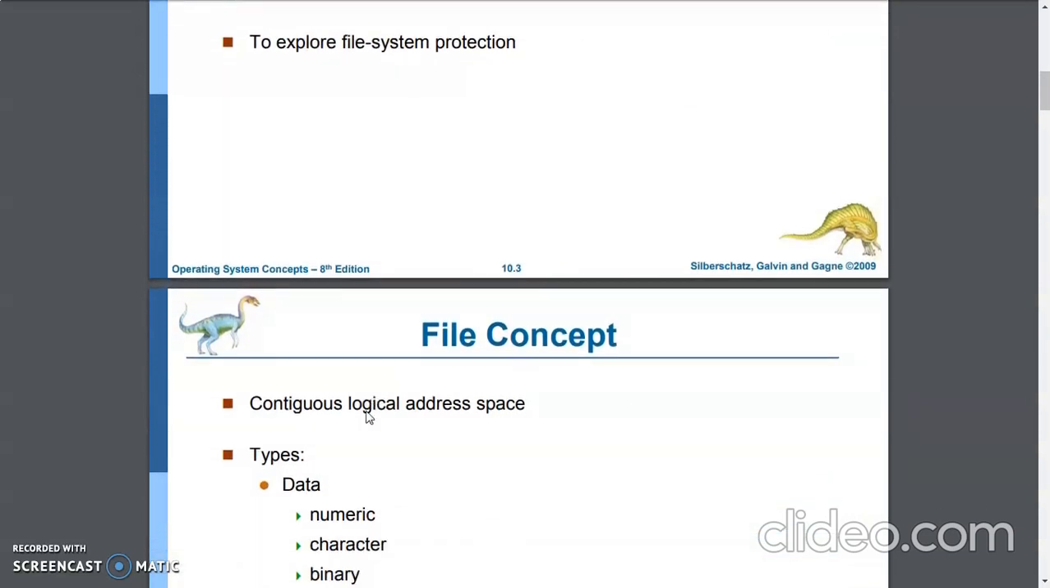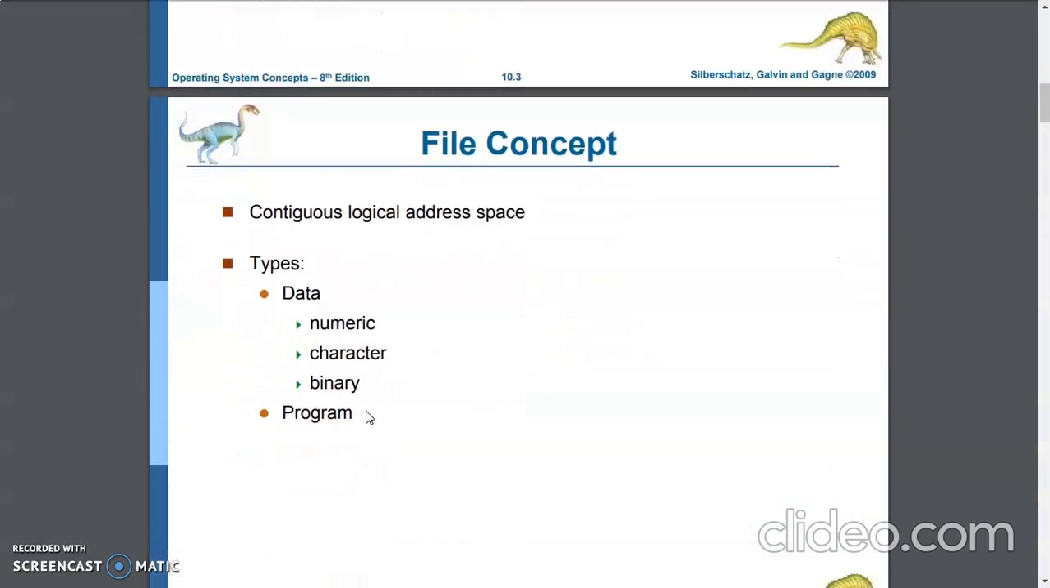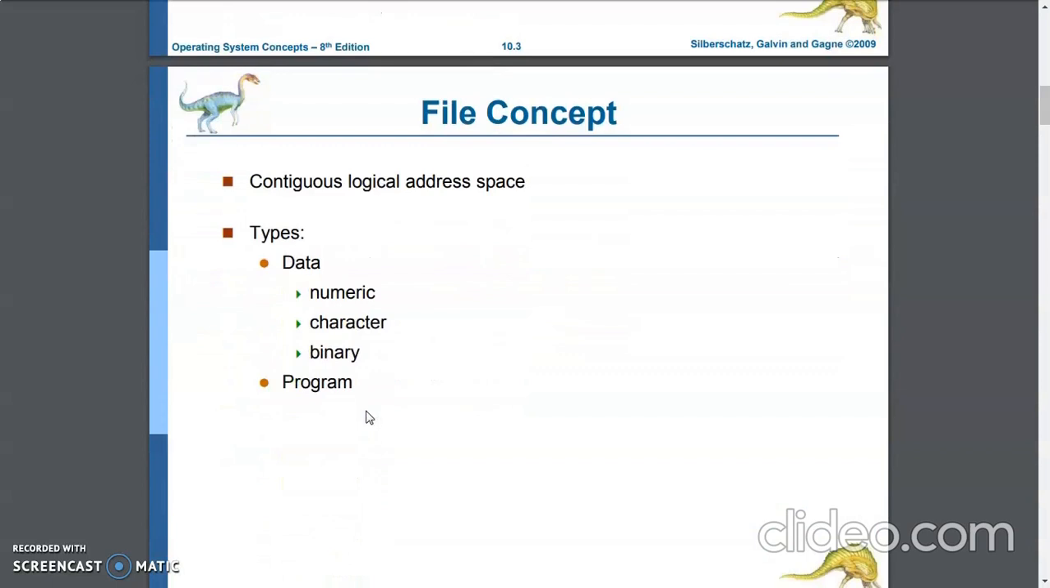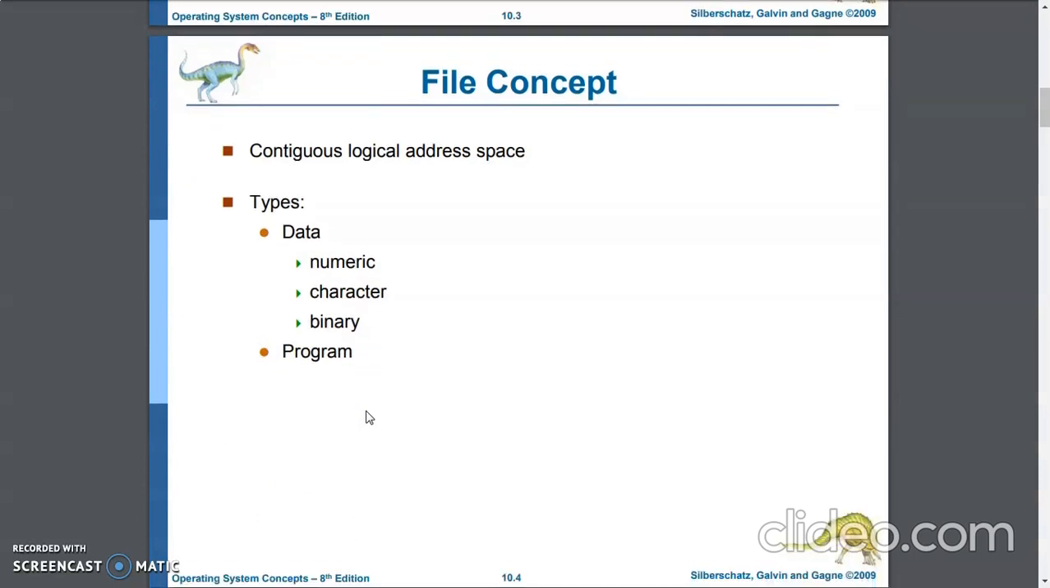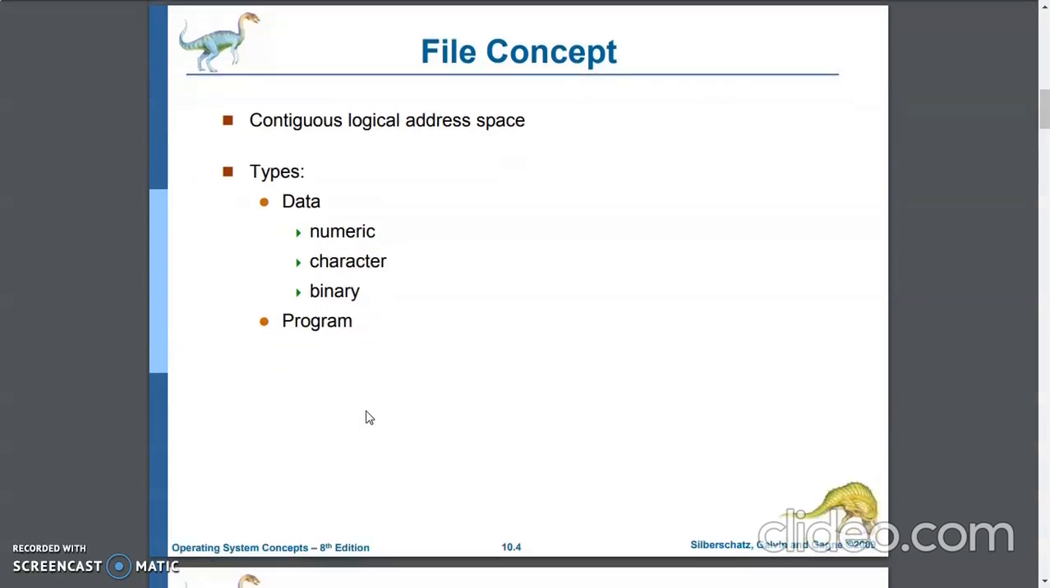First of all, we see about the file concept. A file is nothing but a collection of words. It is stored in contiguous memory locations and a contiguous logical address space. There are two types of file available. One is the data file, another one is the program file.